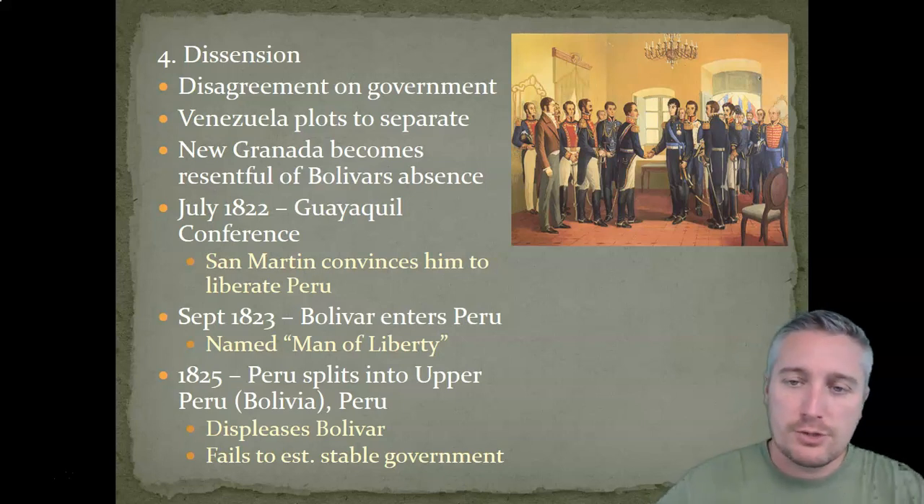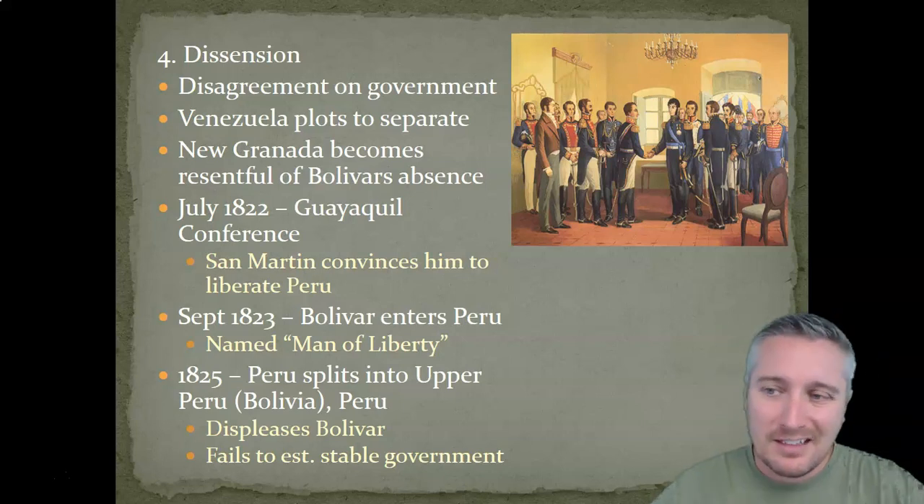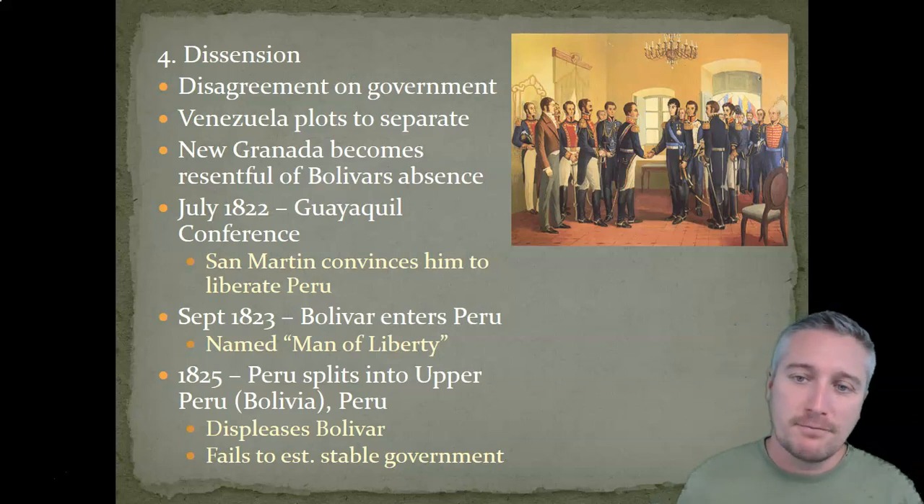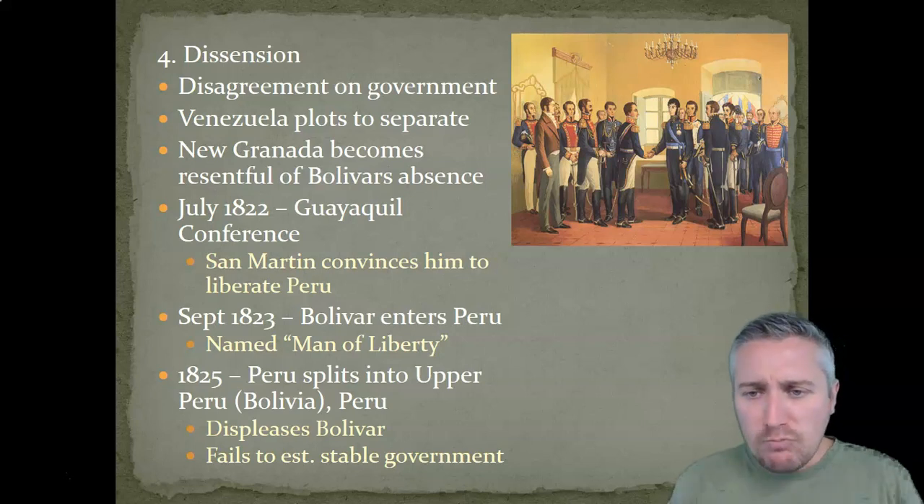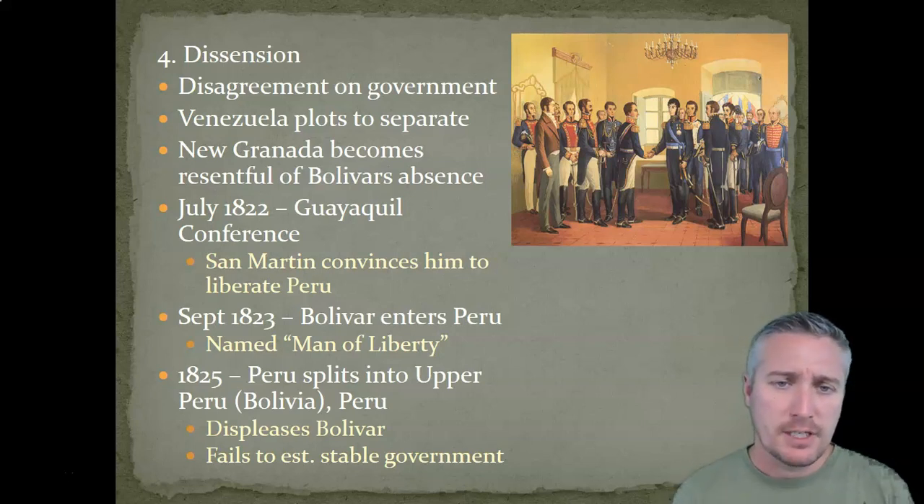Some wanted a strong centralized government, others wanted a strong executive, others wanted a federal government, others wanted a decentralized government. So there was a lot of disagreement, and the fact is Bolivar had dictated all this. This is one of the problems of governments that are set up without democracy, is that they do not really represent people's views when people are dictated what the government should look like.